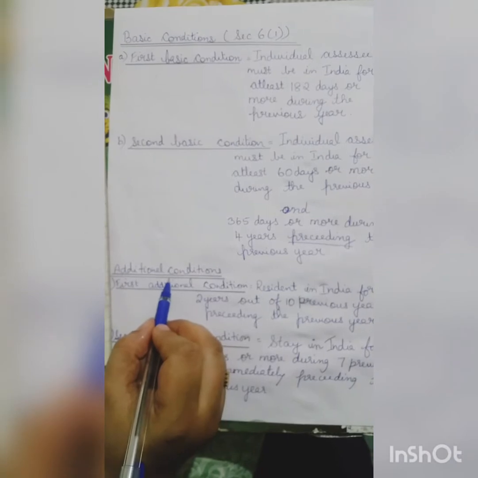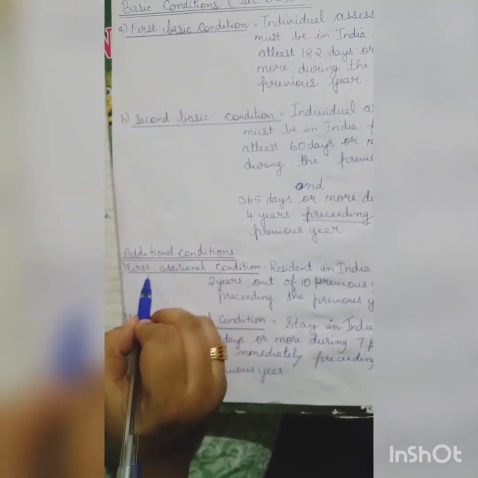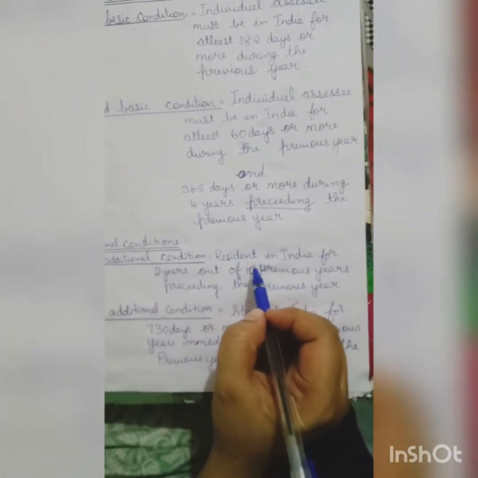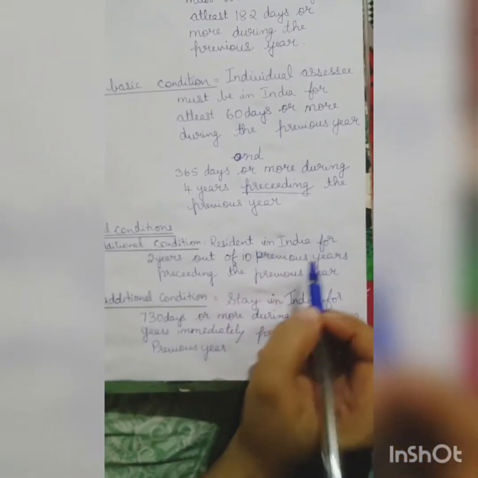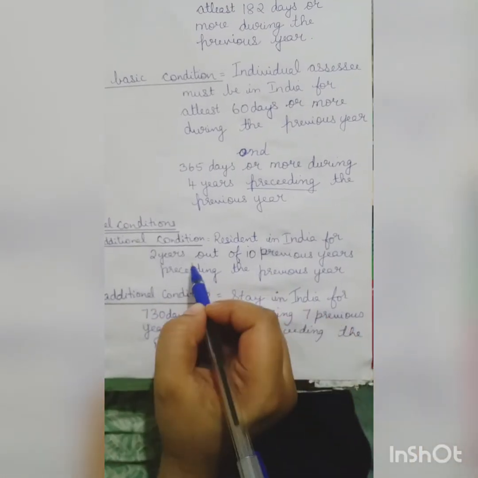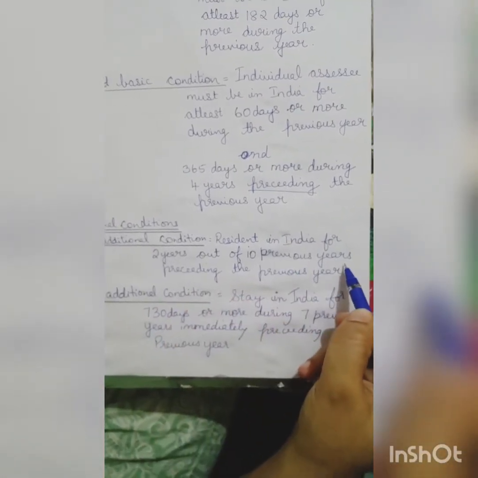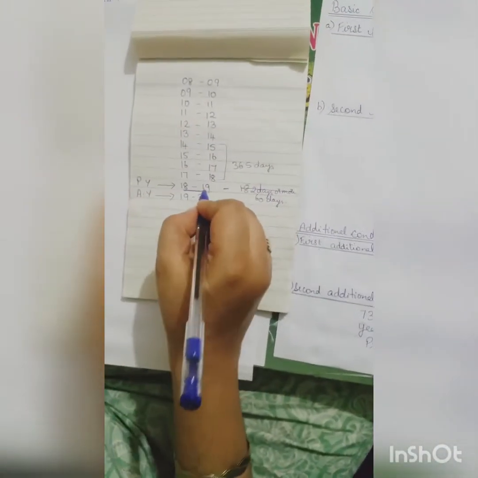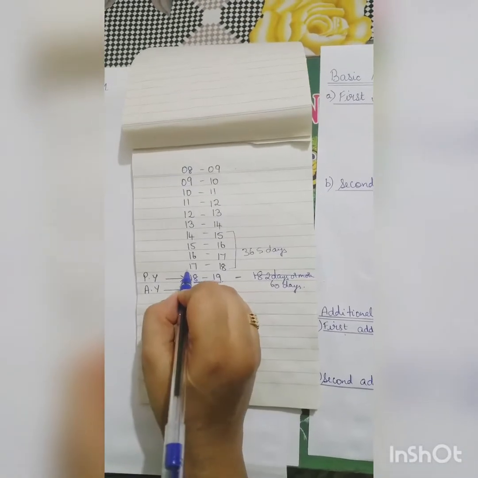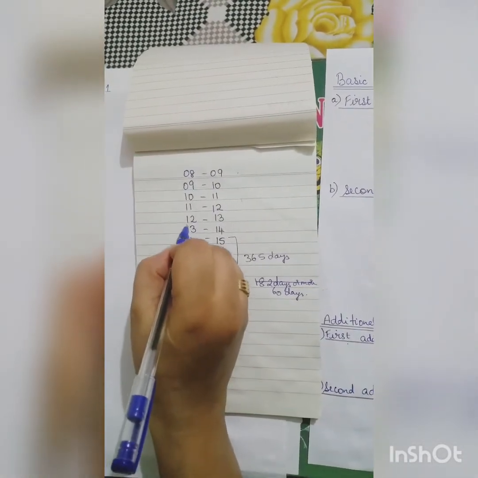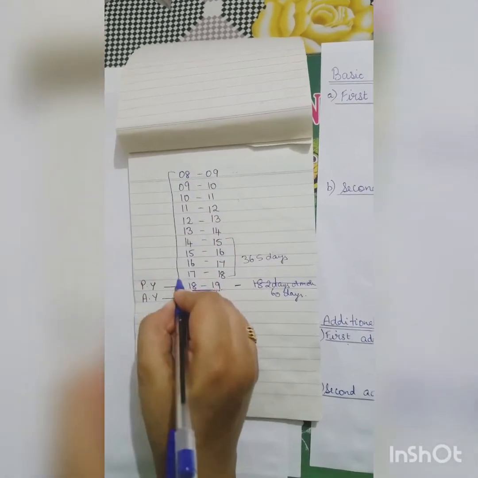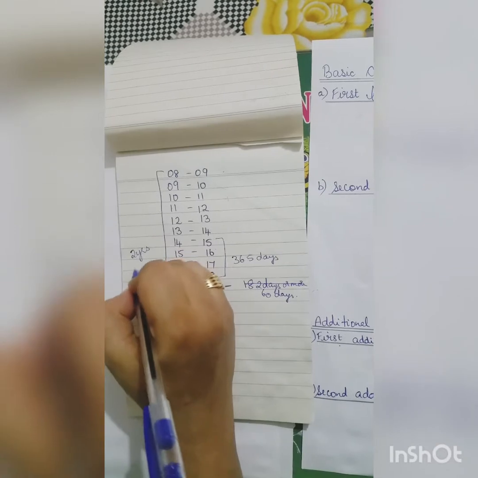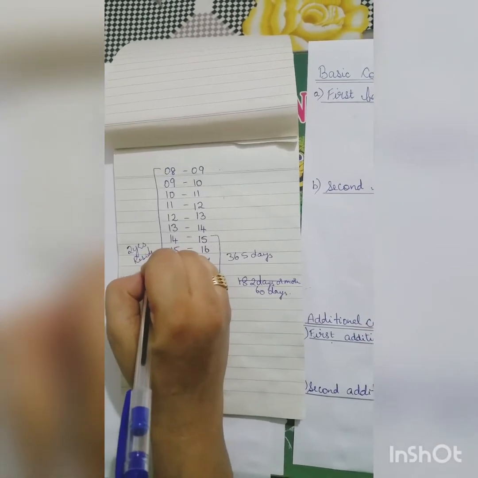As per the additional conditions, the first additional condition states that an individual can be called a resident in India if he is a resident for 2 years out of the 10 years preceding the previous year. This is our previous year 2018-19. So leave this year and take 10 years above this: 1, 2, 3, 4, 5, 6, 7, 8, 9, 10. In these 10 years, if he is a resident for at least 2 years, then the first additional condition is fulfilled.